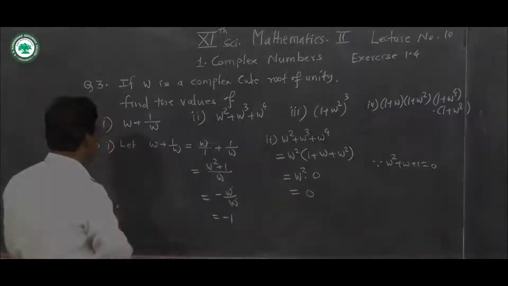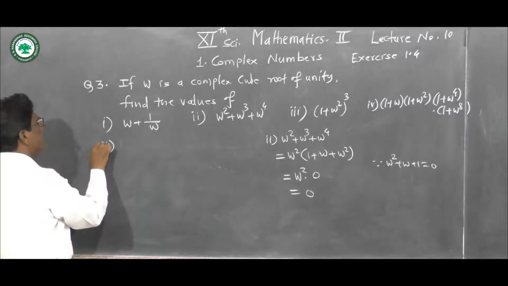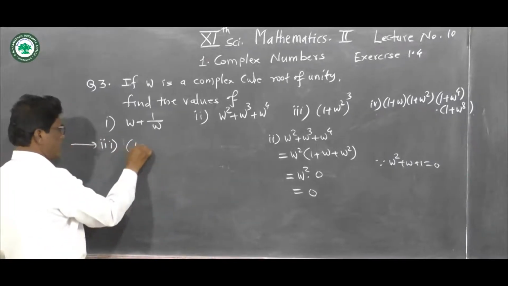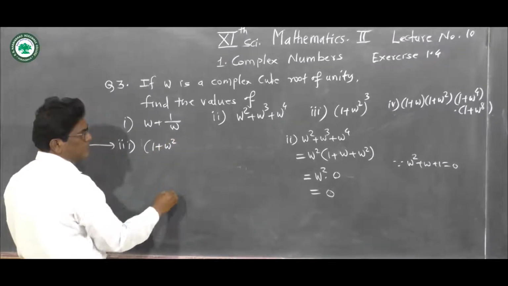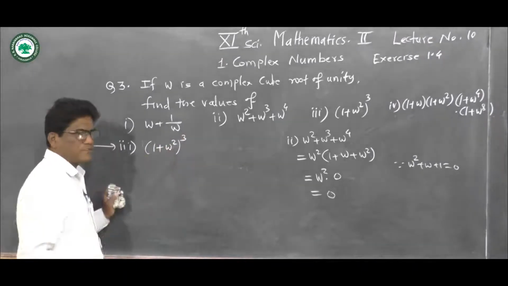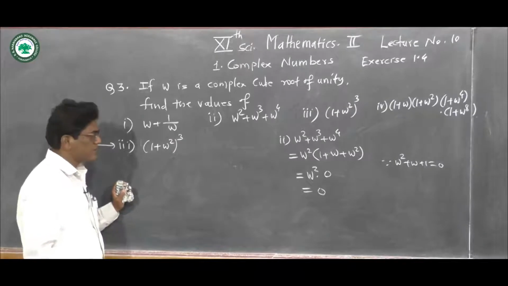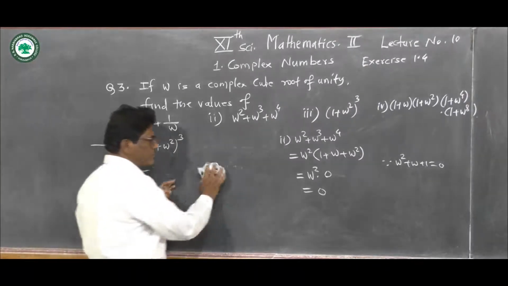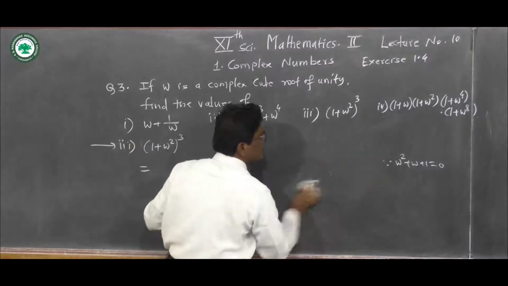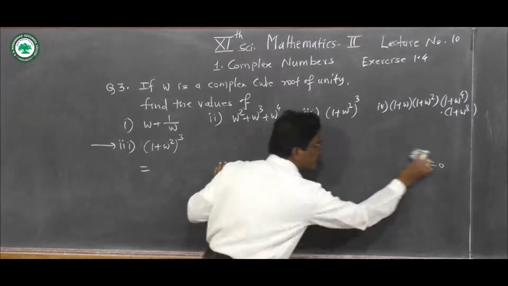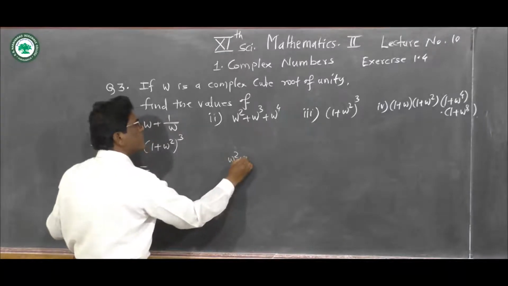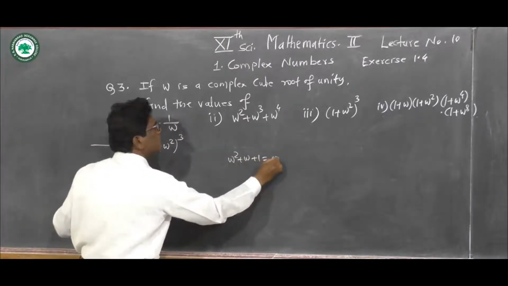Now third problem here, 1 plus omega square to the power 3. So it is equal to, since we know that 1 plus omega square is equal to 0, since omega is a complex cube root of unity, omega square plus omega plus 1 is equal to 0.